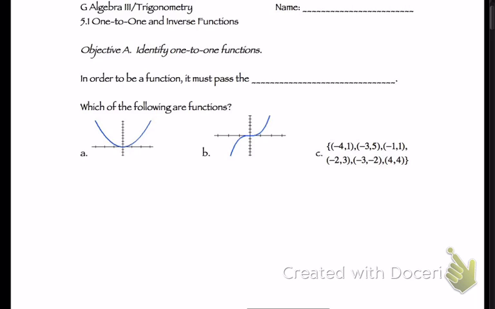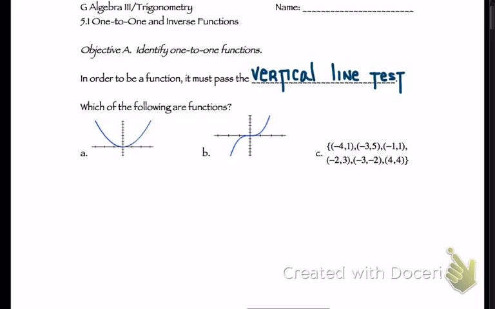So let's get started. A little bit of a review. In order to be a function, it's got to pass the vertical line test. Hopefully that's a little bit of a review for you. So looking at A, B, and C, can you tell me which of the following are functions? Out of the 3 of those, are they all 3 functions? 2, 1, none?